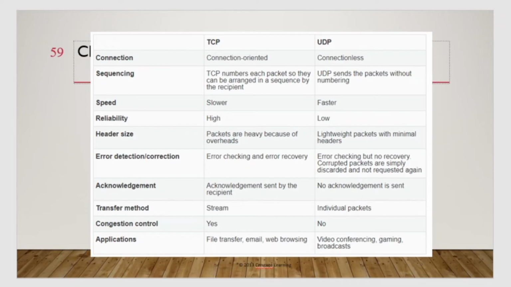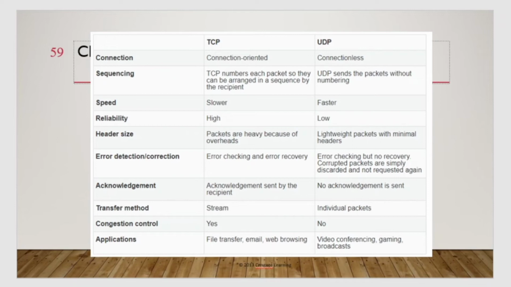Okay? Next is, the UDP has lightweight packets with minimal headers kasi wala siyang ganong instructions, konti lang instruction ng header niya, kaya naman gulo-gulo yung UDP. For the error detection or correction, error checking and error recovery, meron si TCP. Pero error checking, meron din si UDP but no recovery. Corrupted packets are simply discarded and not requested again.